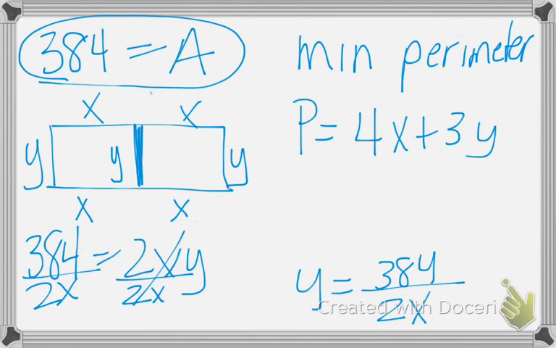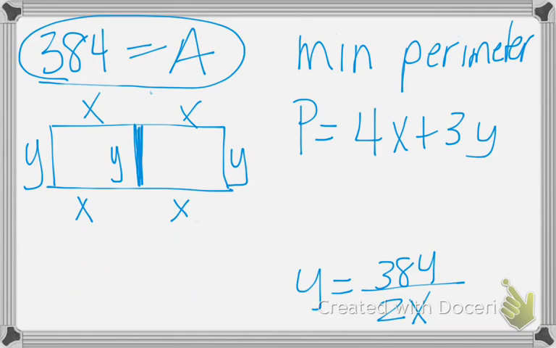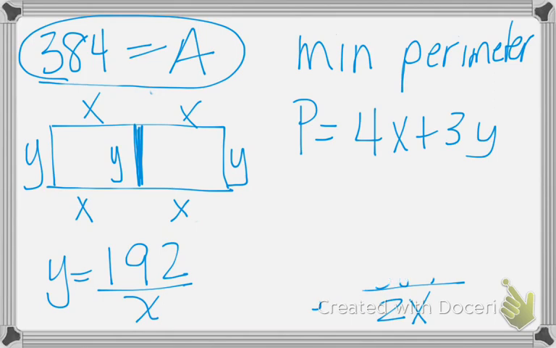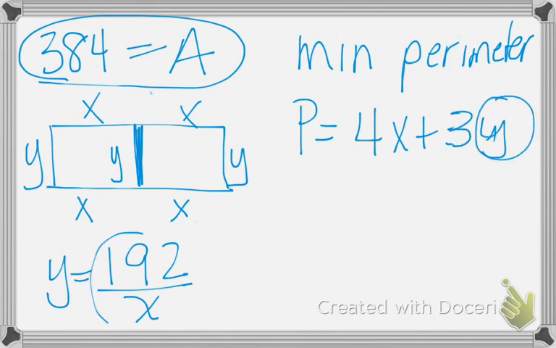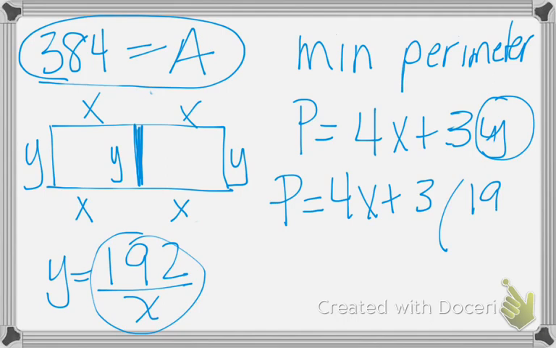But 384 is an even number, so we know 2 will go into it evenly. And I'm going to write our final answer over here. So we're going to get y equals 192 over x. Okay, so wherever there's a y, and here's one right here, there's a y right here. I'm going to replace that with 192 over x. Okay, so P equals 4x plus 3 times 192 over x.